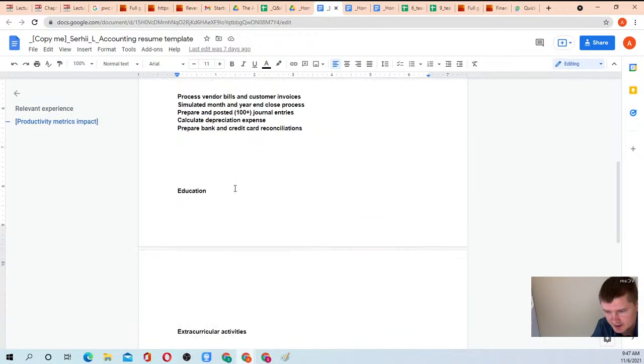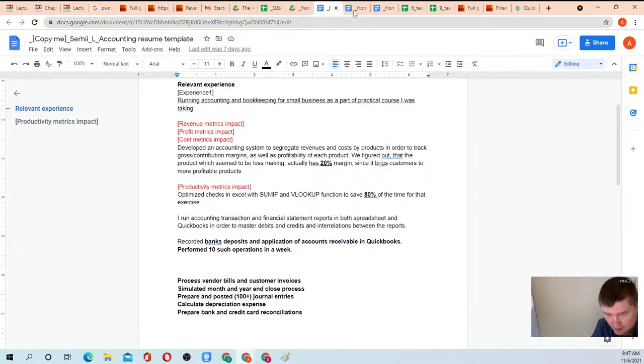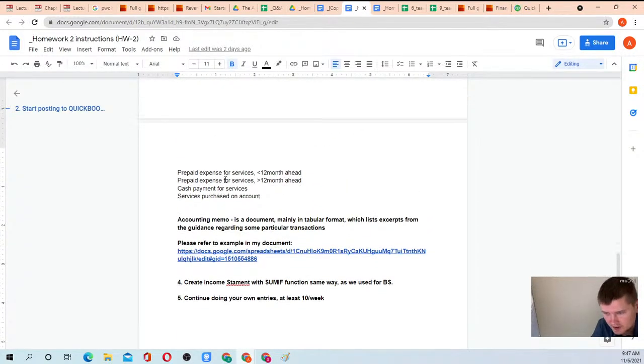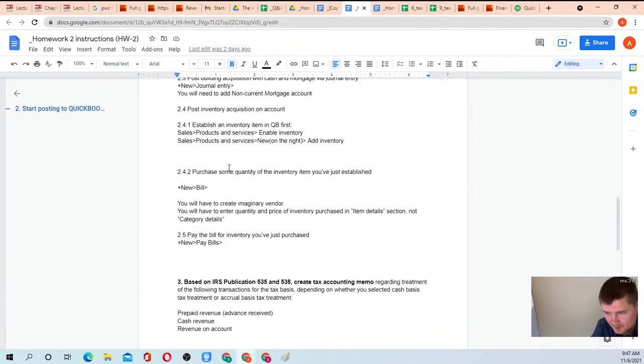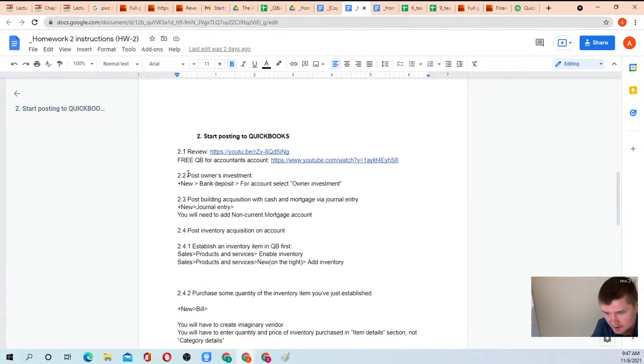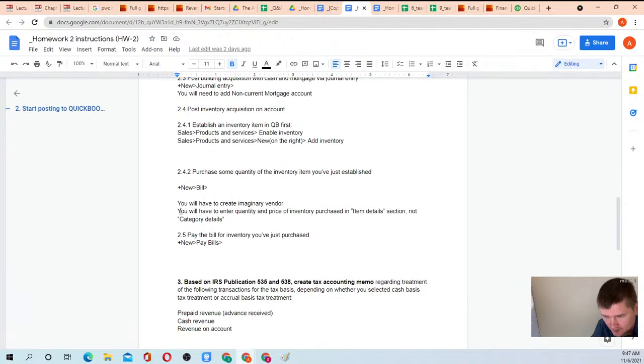And in that task we discussed, okay, we wanted to post the owner's investment, we wanted to post the building acquisition, we want to post the inventory acquisition on account, and pay the bill for the inventory.